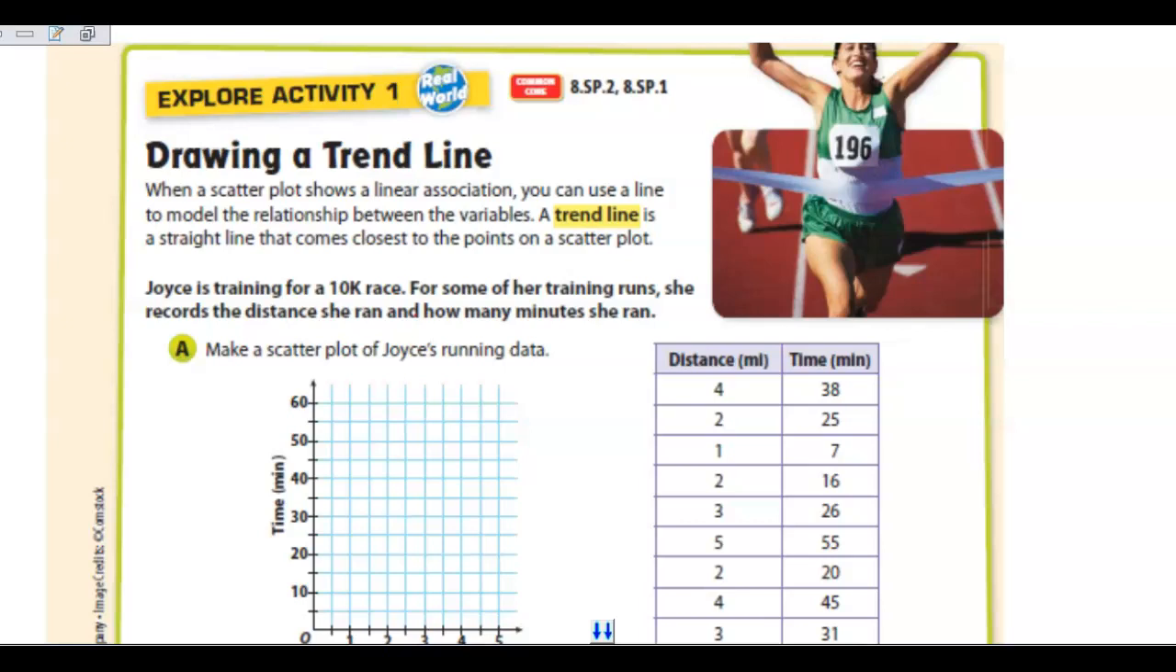When a scatter plot shows a linear association, you can use a line to model a relationship between the variables. And we did that on the last lesson. A trend line is a straight line that comes closest to the points in a scatter plot.